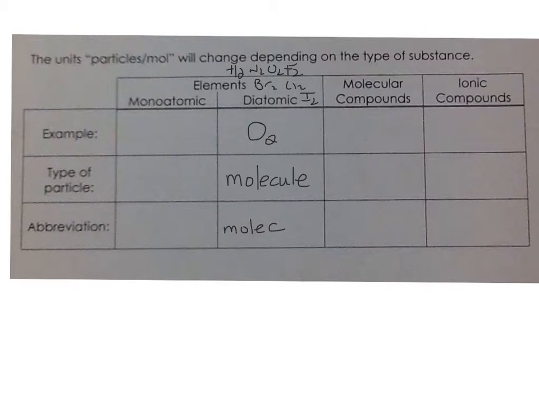So, if you are any other element, you're monoatomic. So give me an example of any other element. Lithium. An example, lithium. I thought somebody said calcium. And if you are any other element, then your type of particle is atom. The abbreviation for atom is atom. No abbreviation.